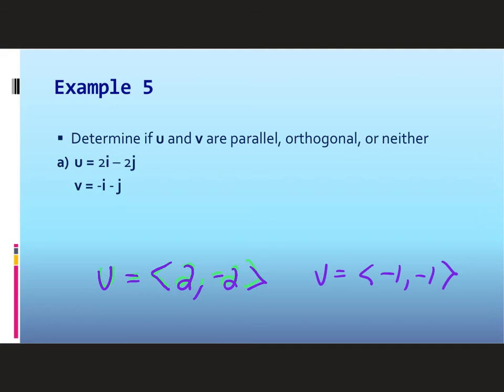If they were parallel, what did that last slide just say to do? U1 over V1. So 2 over negative 1. Agreed? You guys okay with that? Negative 2. And then this is U1, this is U2, this is V1, this is V2. So you take U1 over V1, did that. Then you take U2 over V2. Agreed? Okay. Is that a true statement? Nope. Is this a true statement, guys? No. Because they're not the same. So they're not parallel.